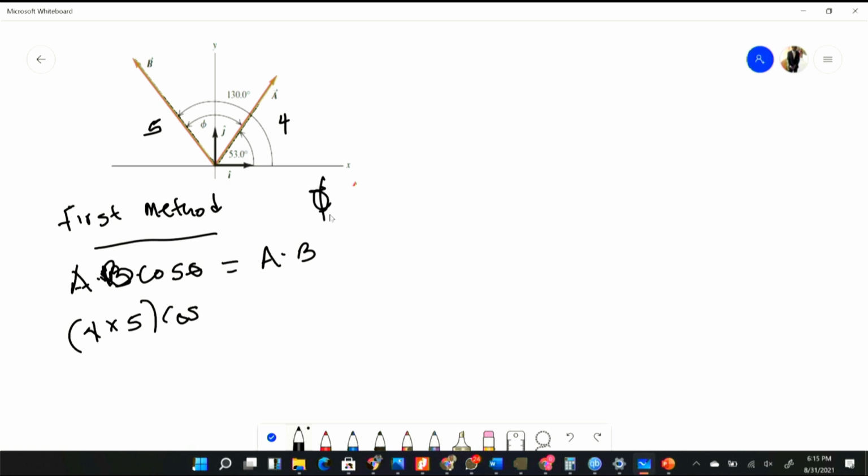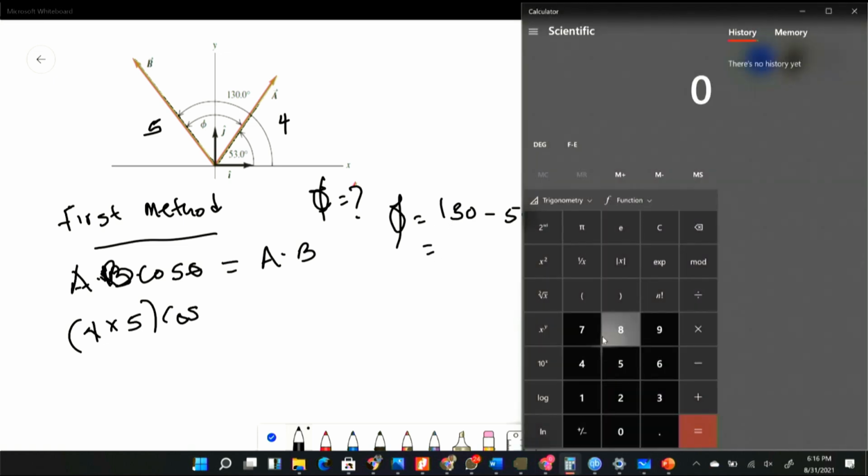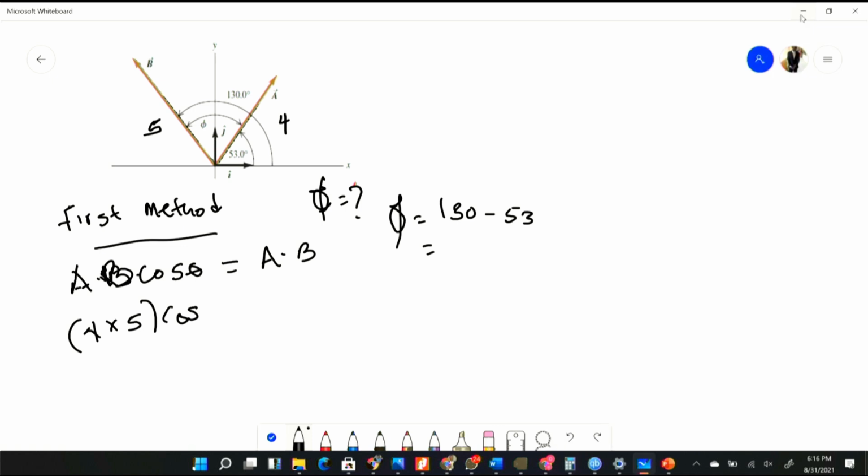What is phi? If you look at this carefully, we can calculate phi to be the difference between 130 minus 53. And that gives us what? Let's press our calculator. So we have 130 minus 53. So what do we have? We have 77. So the angle between them is 77 degrees.